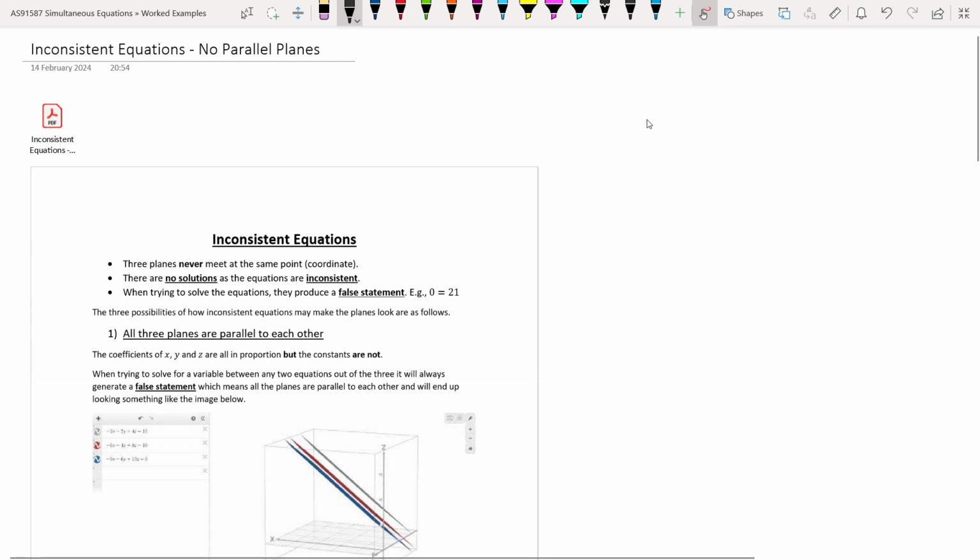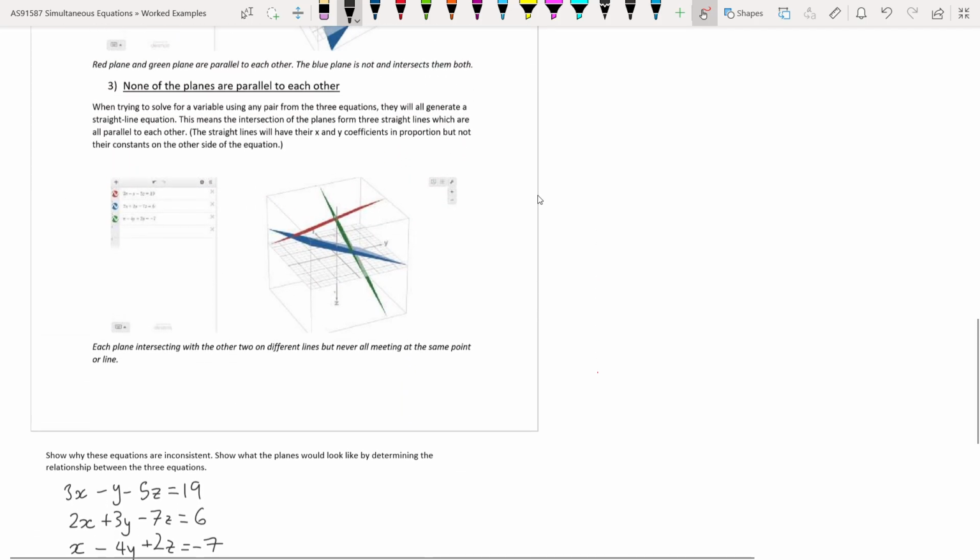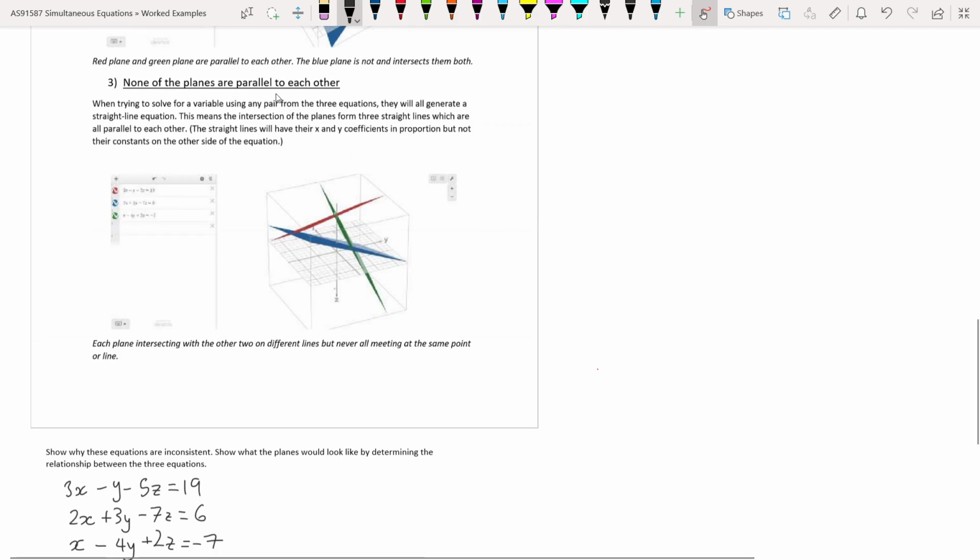This is the third and last video on inconsistent equations. This one is going to be an example of when there are no parallel planes. So this will be the third example, as you can see here, and this will be when the planes intersect each other but not at the same place.